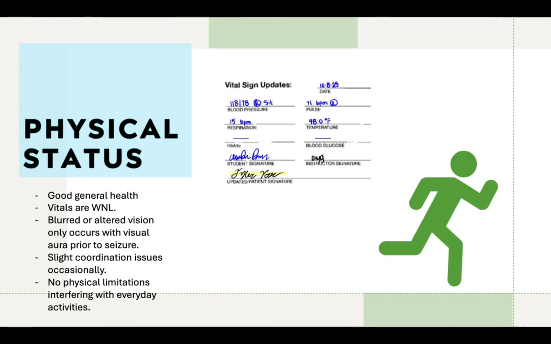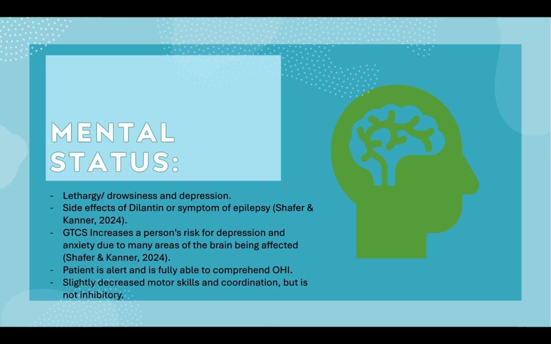Sally's physical status consists of good overall health and vitals that are within normal limits. She does have occasional blurred vision when experiencing a visual aura prior to a seizure, and she also has occasional coordination issues. These slight coordination issues are a common finding in patients with epilepsy due to their condition involving so many parts of the brain. These are infrequent and do not limit her ability to complete everyday activities.